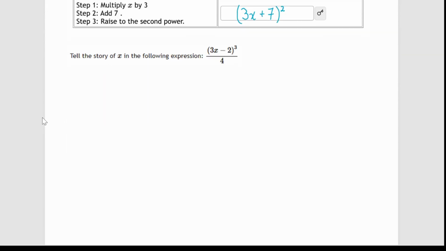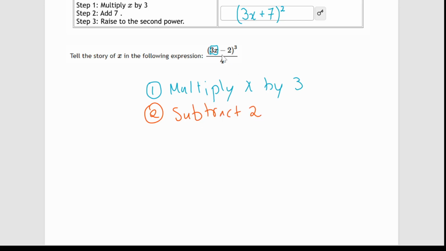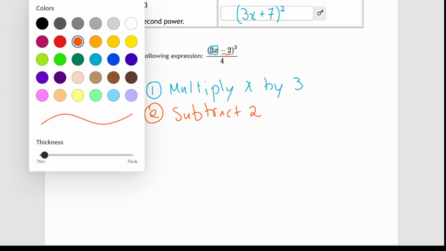In order to tell the story of x, we're going to have to work in terms of order of operations. So in terms of order of operations, we would first look inside the parentheses. But before we actually write that, we should look at, well, what in the parentheses would we do first? Multiply x by 3. So that covers the 3x part. That would be the thing that we do first. Next, the next thing in parentheses we would do is subtract 2. That would be the next thing that we would do there.